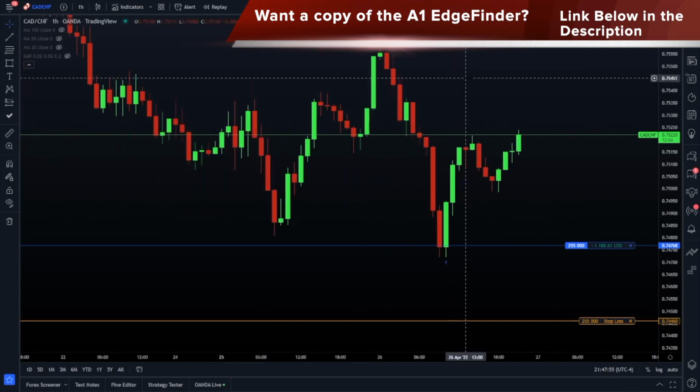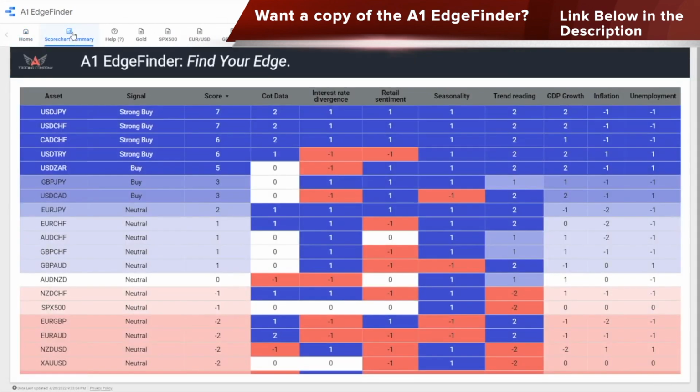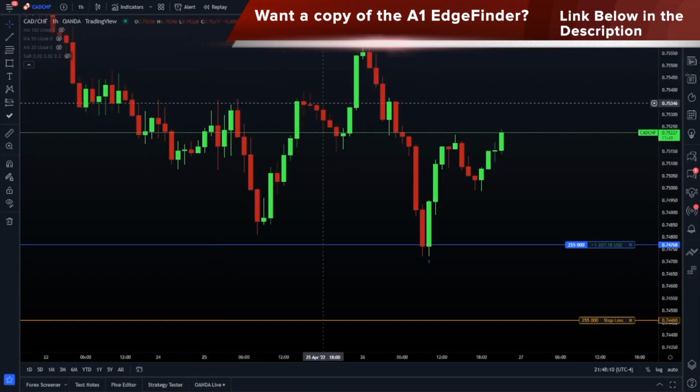I went to my A1 EdgeFinder. I went to the home page and I saw that on the home page, CAD Swiss, I could actually also take a look at the score chart summary. I saw that CAD Swiss was high up on the list. I also saw that CAD Swiss was pulling back, and I decided to go ahead and take that buy trade. So I bought CAD Swiss this morning after price came down to a support level that I actually liked on the 4-hour chart.